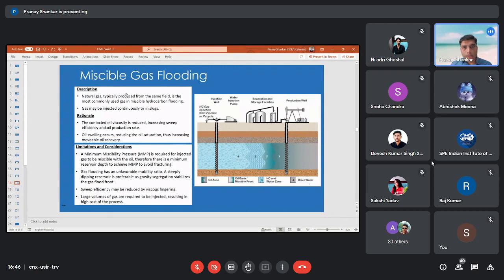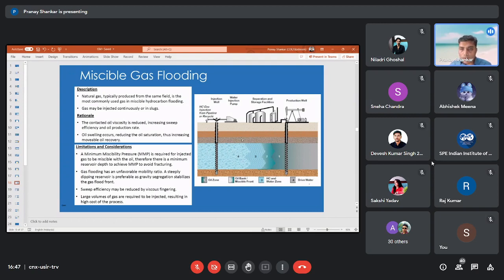So in this case, miscible gas flooding, gas contacts oil, and it reduces your viscosity, and then as you inject more and more gas, it causes swelling and hence reduces your oil saturation. When you first inject gas, this is your oil zone, which is still not affected by the injected gas. Then you have this oil bank where the gas is almost miscible with the oil, where you have all the oil viscosity reduction and swelling occurring within this oil bank.